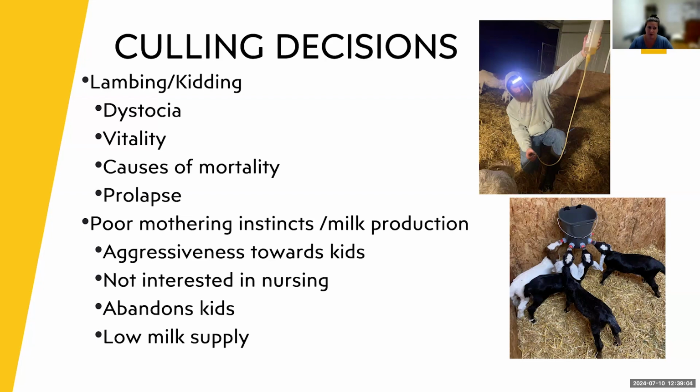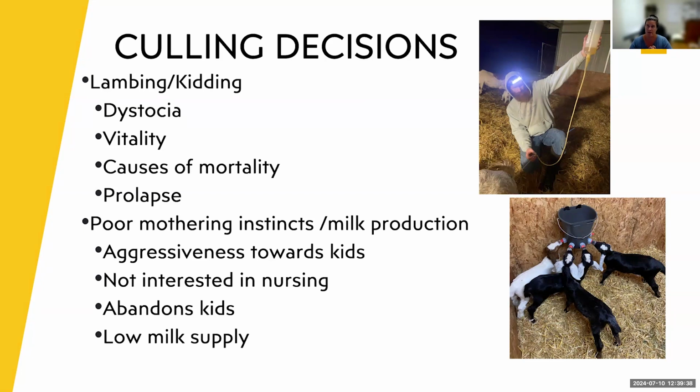Also, if you have to do any heavy manipulation within the uterus and you think you've caused a uterine tear, or there's a really significant uterine infection in that animal after they've given birth, that's another reason to cull, even if it's cleared up over time. If they're an older animal, you just don't want to risk that there was damage done and then they're going to be pregnant again, and it may not be successful the second time around. Also look for poor mothering instincts and milk production.